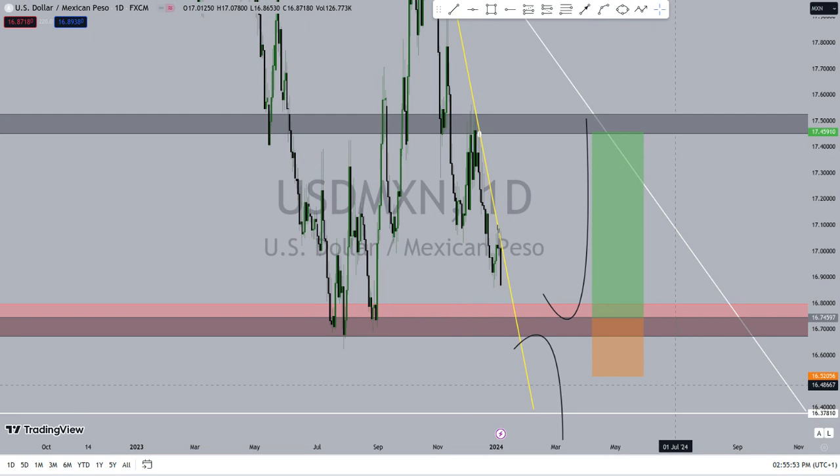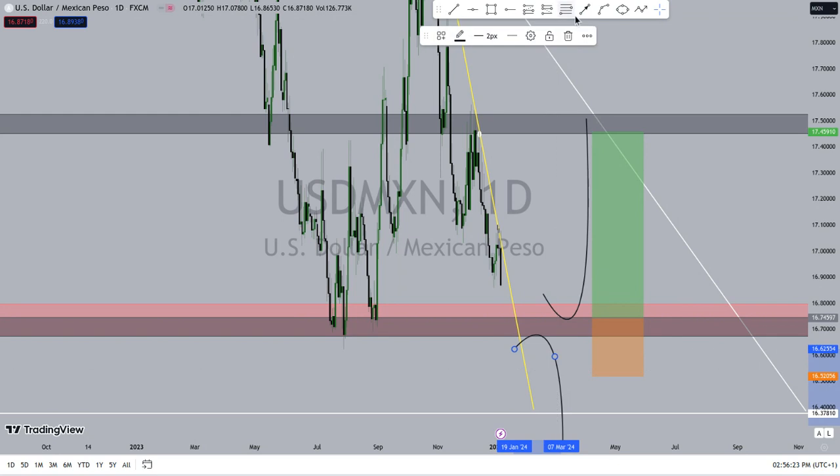I am 90% certain on the bullish side on USD against the Mexican peso to rally to the upside, and 40% certain to rally to the downside.